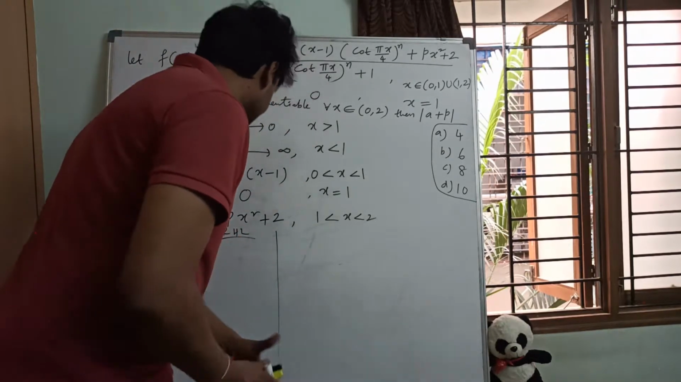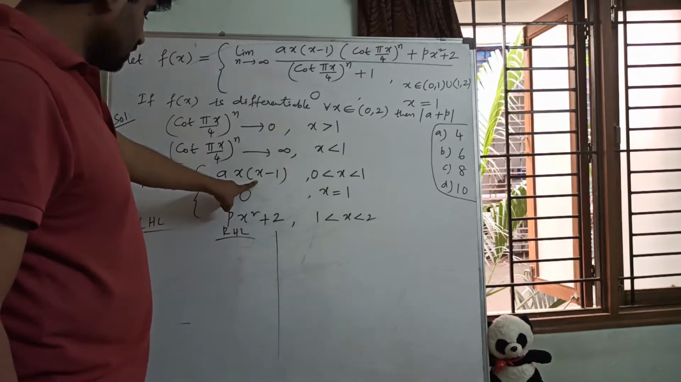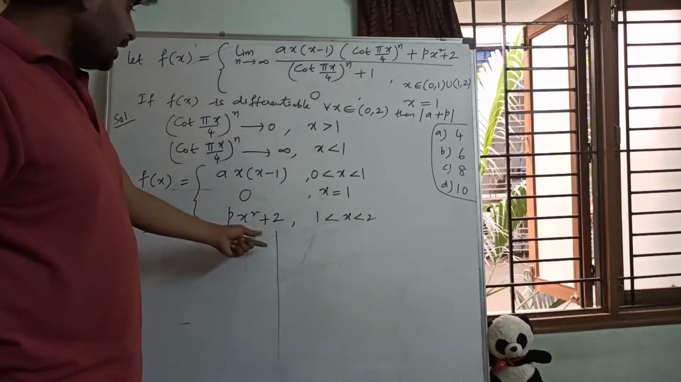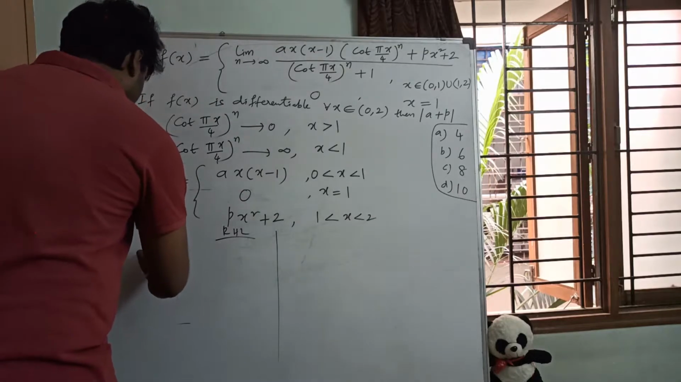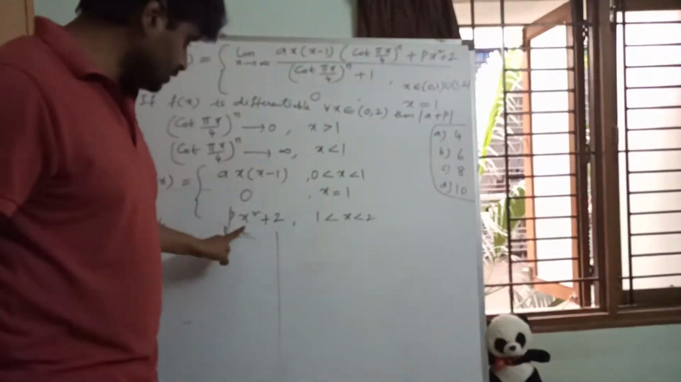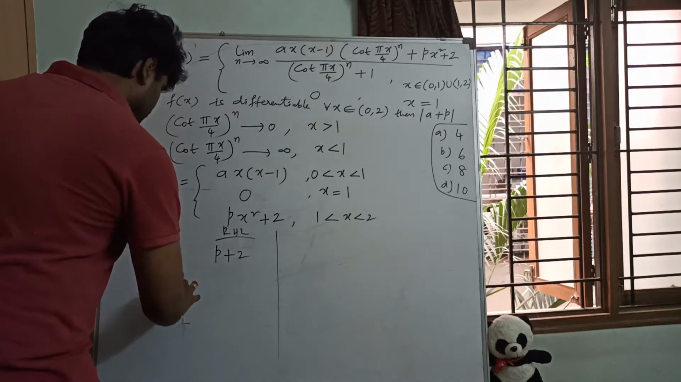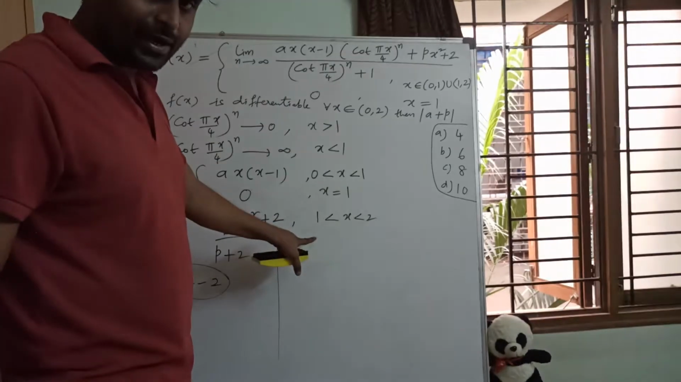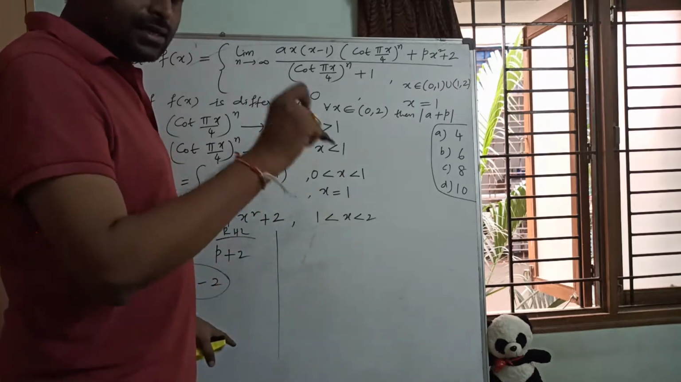LHL and RHL means it's very simple to observe. Just substitute x equal to 1 in this and x equal to 1 in this. If you substitute x equal to 1, what will you get? This will be 0, correct or not? LHL will be 0. Now RHL, when you substitute 1 here, p plus 2. So from this, p equals minus 2. Very easy. So defining the function is very important. After that, finding continuity and differentiability is very easy.